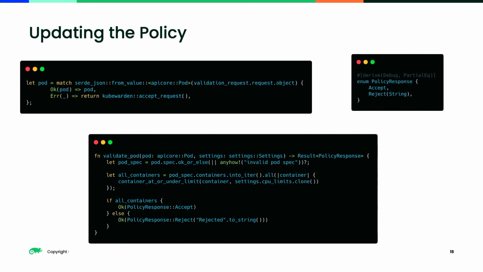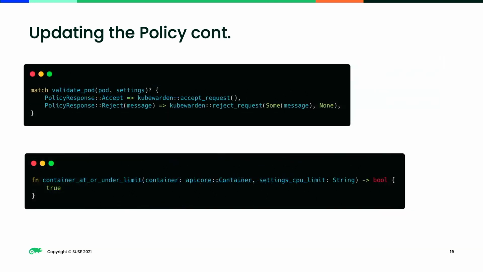And once again, we want to validate. So we have a validate pod function that I added to this. In here, what I'm saying is, give me a pod spec. I have a function that I want to iterate through all of the containers and compare them. If all is well, give me an okay, but if all is not well, tell me it's rejected. Our match policy will either give us an accept or reject that matches up with our enum.